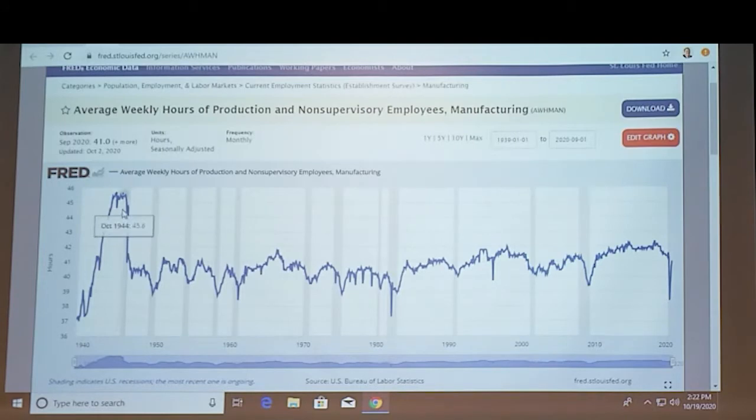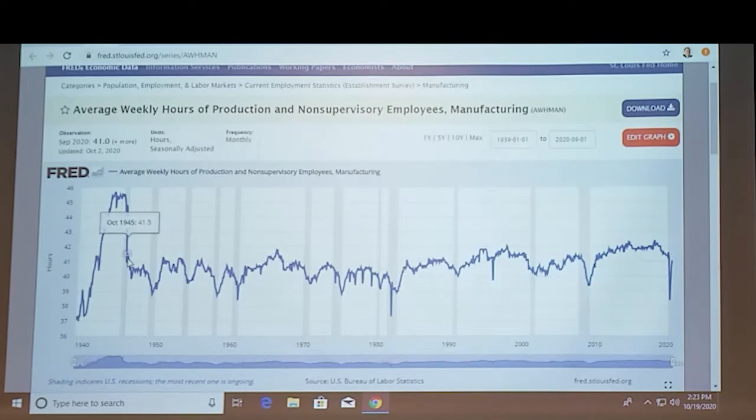Notice here we see, what is this? The weekly hours of production. We have a lot of production going on between February of 1940 and August of 1945.